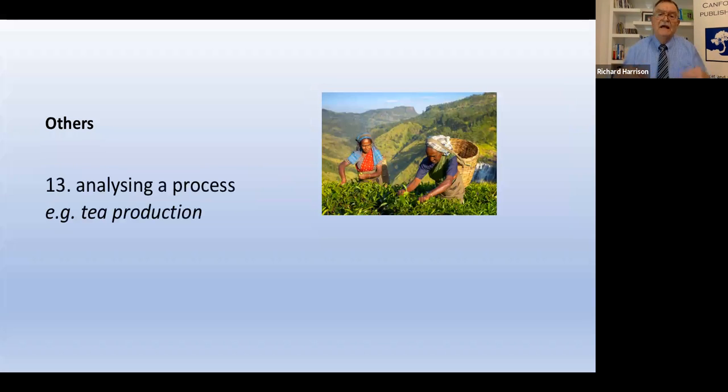And some more, analyzing a process. So if we take a complex process like the production of tea, going from the picking of the leaves to the production of the tea bag or the packet of tea, then we can break it down into a series of steps. So this is an example of critical thinking: being able to break down a process, to analyze a process and break it down into a series of steps, which makes it easier to understand and also easier to explain.